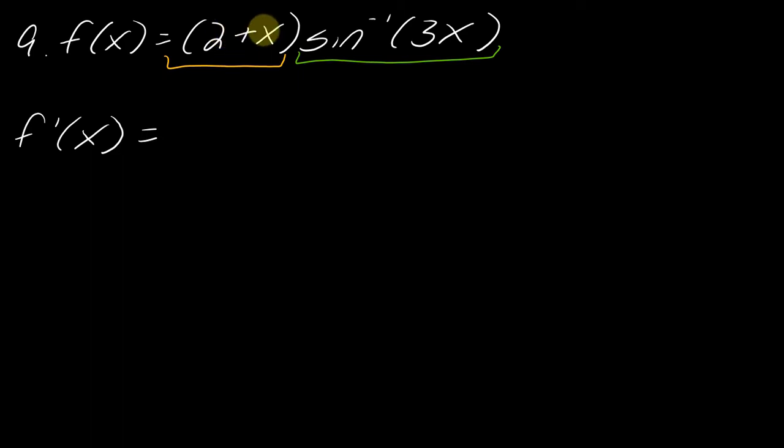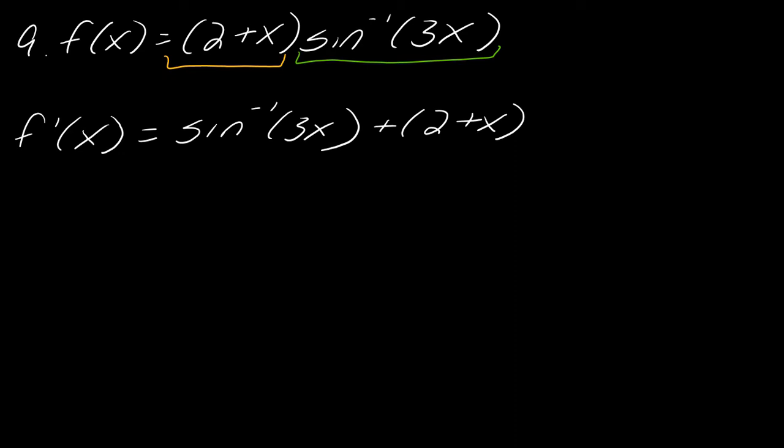So the 2 goes away and the derivative of x is just 1. So the first part of the derivative, multiplying 1 by sine inverse 3x, is just going to leave me with sine inverse 3x. And then for the next part of this, I leave the 2 plus x alone, and now I need to take the derivative of this guy.